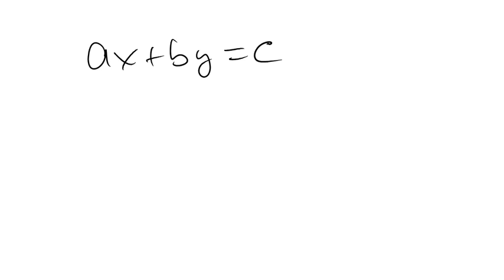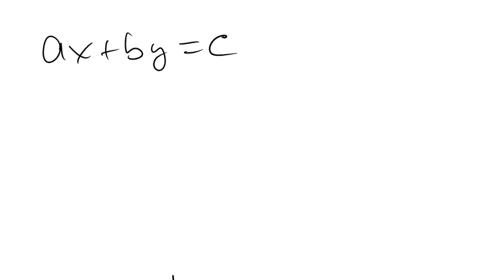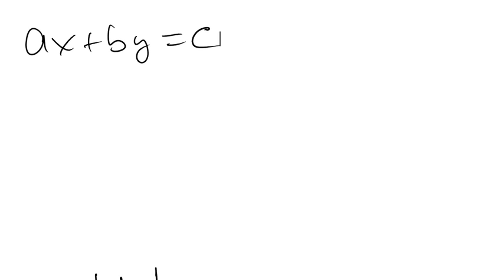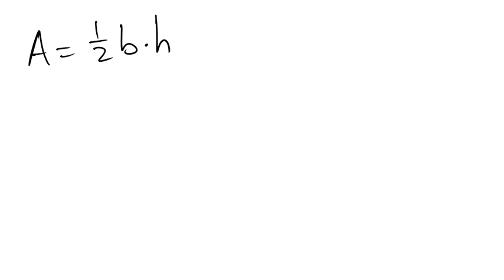Something else you're likely to see on the test is what we call literal equations. This is an equation with multiple variables. X and Y would be my independent and dependent variables, but there are other values here that I don't know. Probably a little bit more familiar to you is the area of a triangle. Area of a triangle equals 1/2 base times height.